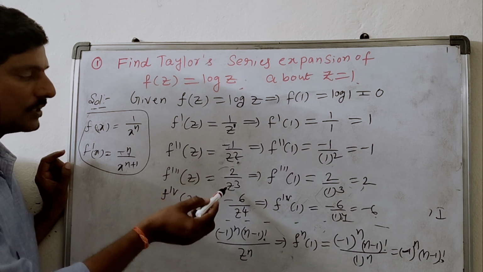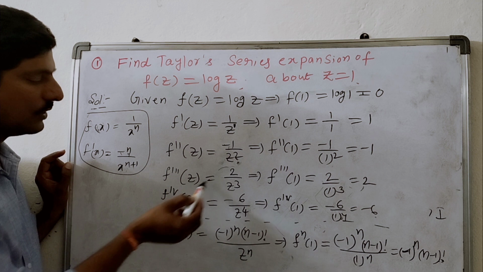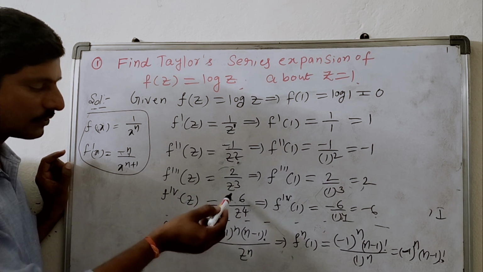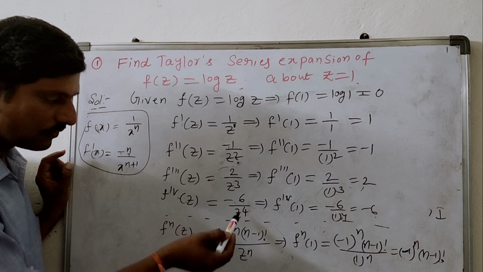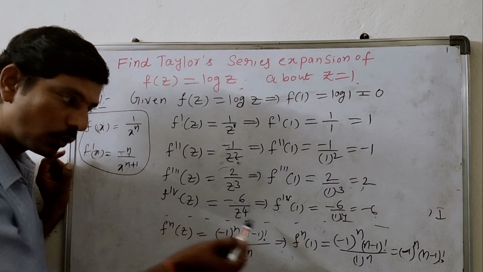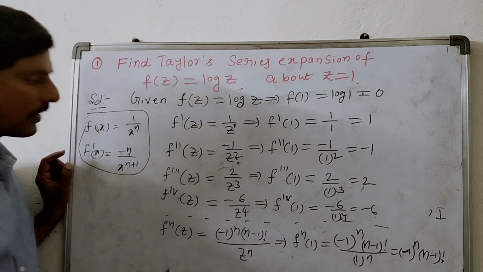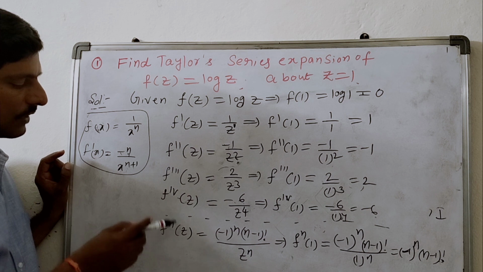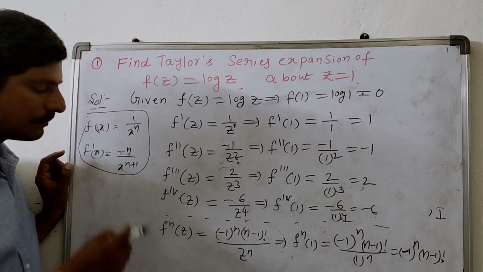So here if you observe, here 1 is there, here 2 is there, 2 factorial, here 2 into 3, that means 3 factorial. So the next term we will get plus of 2 into 3 into 4, that means 4 factorial. So on continuing this process, what we get for the nth derivative, please observe that.